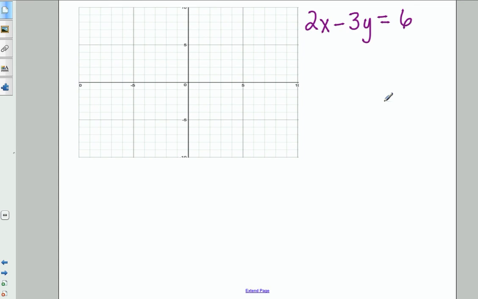Evan, what is my M and my B? Why can you not tell me immediately what those two things are? The y is not alone. So let's get that y alone. Caitlin, how do I get that y alone? Subtract the 2x.